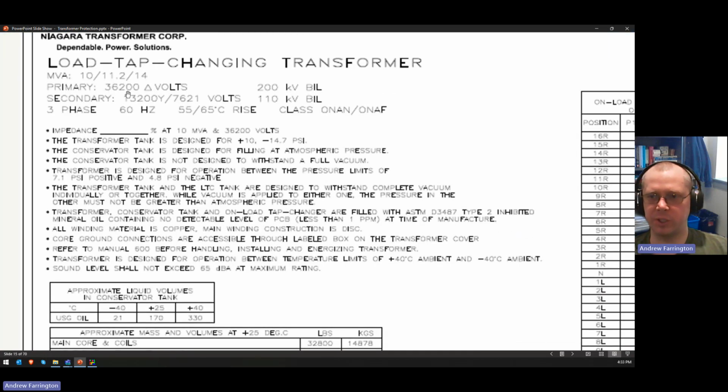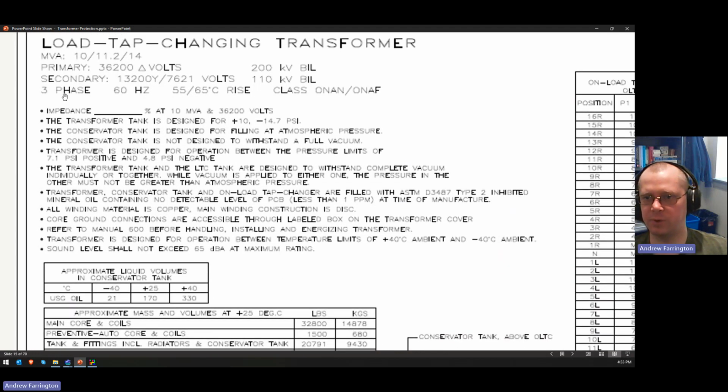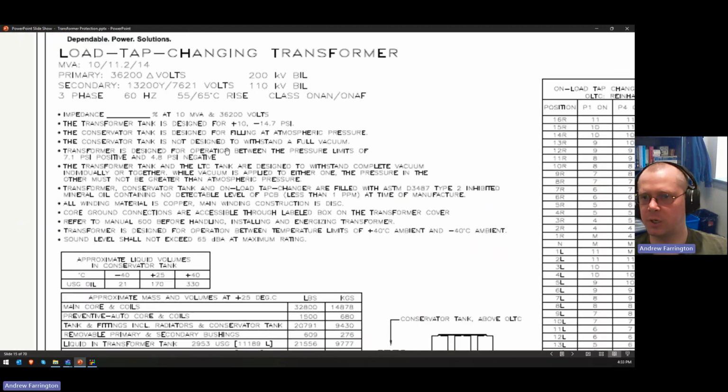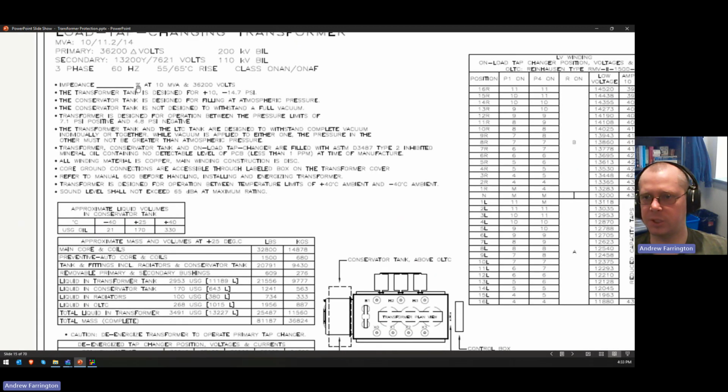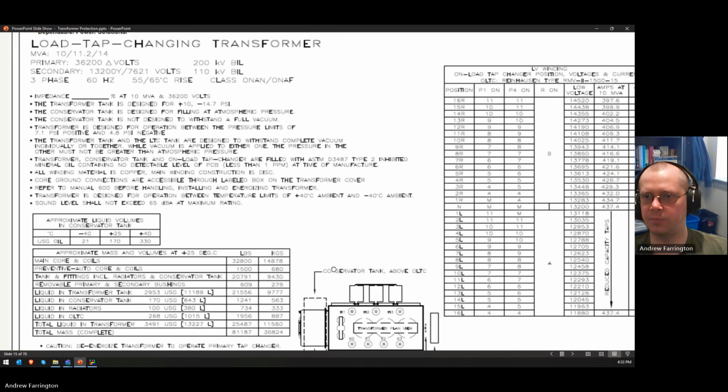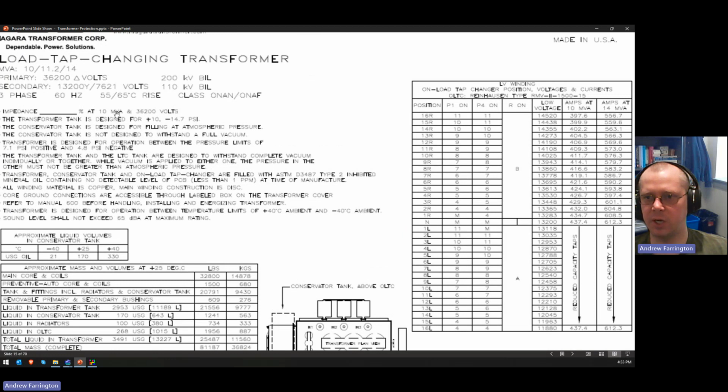It's a 36.2 delta to 13.2 kVy transformer, three phase, 60 hertz. The percent Z is not stamped on here, but you can see it gives it at the ONAN rating. And then the energized tap changer position voltage.